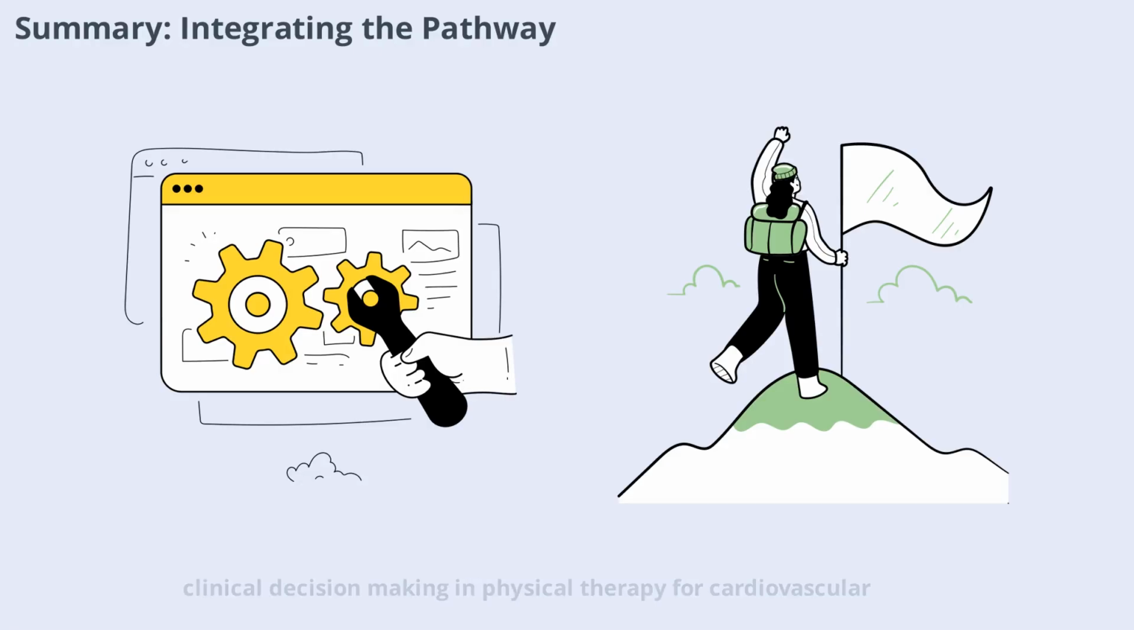To wrap up, clinical decision-making in physical therapy for cardiovascular and respiratory disorders is a structured yet flexible process. It starts with identifying treatable problems, followed by thorough assessment, goal setting, evidence-based treatment selection, and ongoing reassessment. Tools like Dean's hierarchy and clear outcome measures help guide decisions, but the key is always to individualize care. By following this pathway, therapists can optimize patient outcomes and deliver high-quality, patient-centered care.